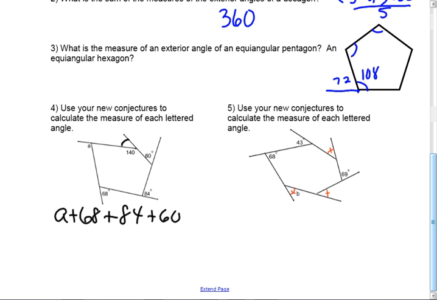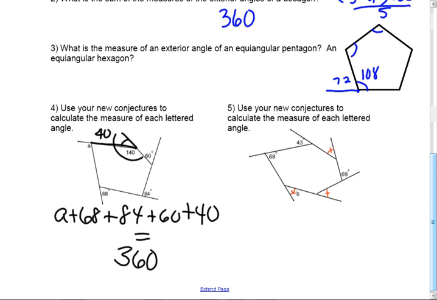Zach, how big is this angle here? This is a linear pair, isn't it? It's 40. Equals 360. Could you have gone with the interior angles and used that formula? Yes, you could have. This is easier. The sum of the exterior angles is always 360. That's right. All of them.